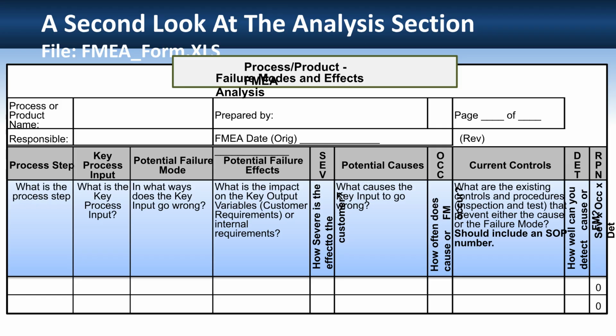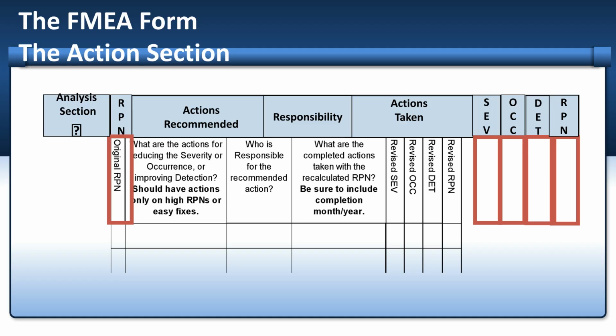This slide shows a detailed view of the FMEA form, emphasizing the inputs for process step, key process input, potential failure mode, potential failure effects, severity, potential causes, occurrence, current controls, detection, and the resulting RPN. The action section of the FMEA form focuses on recommended actions to reduce the RPN. These actions should target high RPNs or easy fixes, and are documented with responsibility and completion month. The RPN is then recalculated with revised ratings.